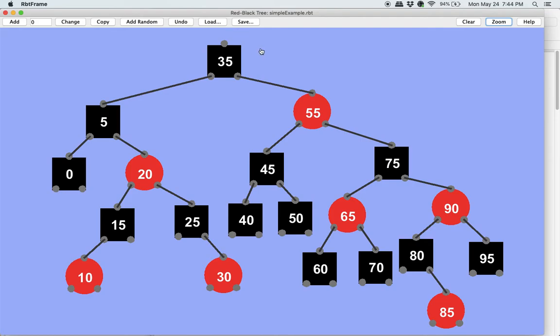And so if I want to find a particular value in the tree, I can start at the root and compare. Let's say the value I'm looking for is 60. I start at the 35. The 60 is greater than 35, so I go to the right. The 60 is greater than 55, I go to the right again. 60 is less than 75, I go to the left. 60 is less than 65, and there I find my 60. Okay, so that's basically a review of the definition of what a red-black tree is.